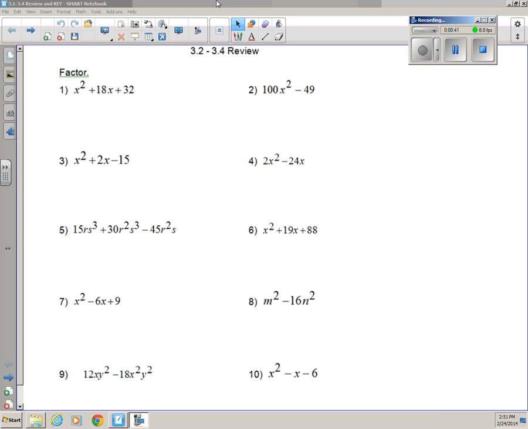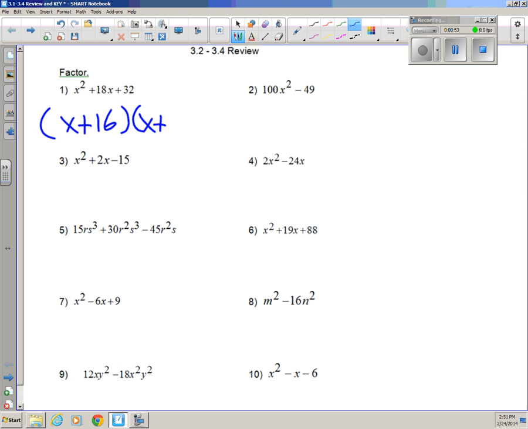Well, number 1, there is no GCF, so it must be an IAM. Numbers that multiply to 32 but add to 18 are 16 and 2. So I've got x plus 16, x plus 2. Again, I'm not showing you all the extra work. You can always say what plus what equals 18, and then you can always say what times what equals 32.